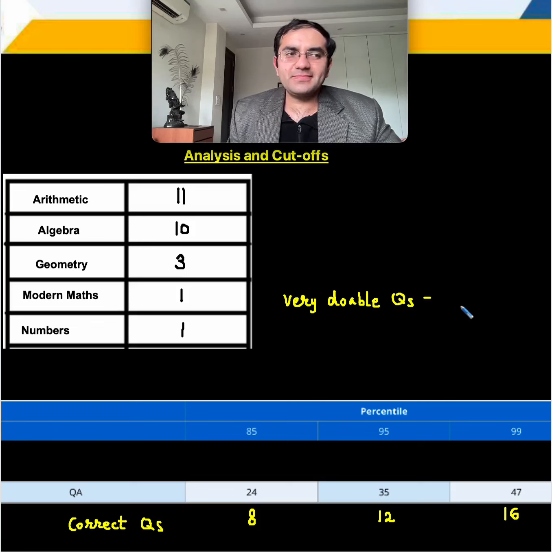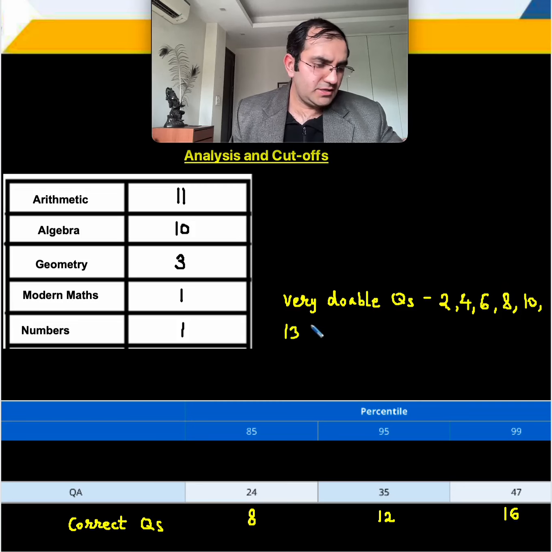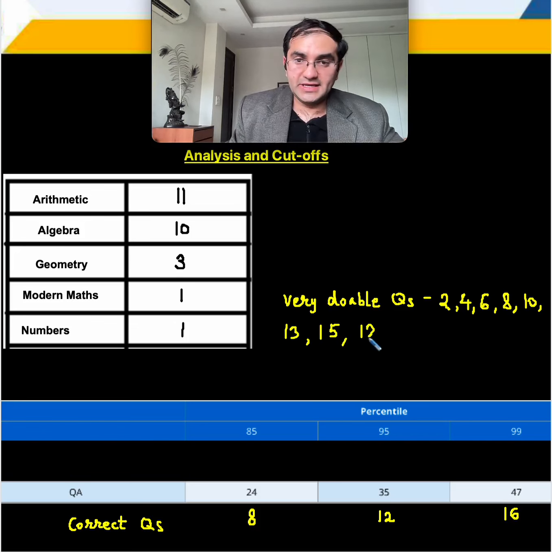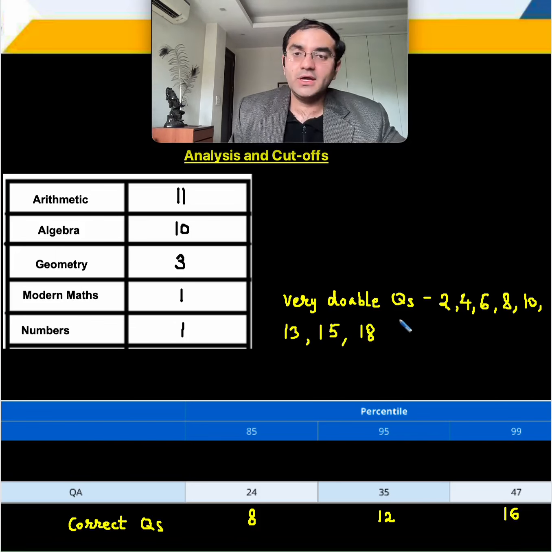Unfortunately, after doing a question you realize that this was not the one to do. So we are just spotting the really, really doable questions. That was 2, 4, 6, 8, 10, 13, then 15, and then 18th. Among the first 18 questions, you had only 7 questions that were very, very doable.